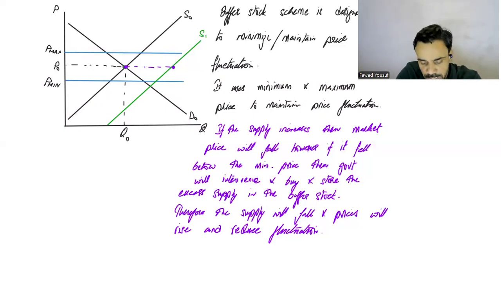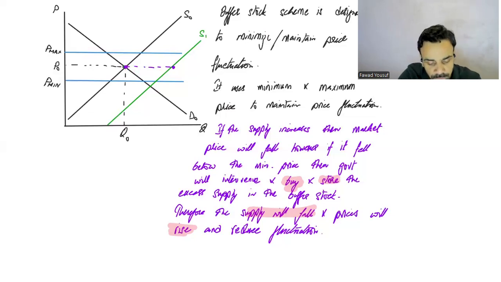That if the supply increases, it will cause the prices to fall. Then the government will buy and store. If you don't write the word store, the whole concept of buffer stock is not explained. And as a result, supply will fall and prices will rise. This was mandatory for you to write. This is explaining how supply increases, price wants to fall down, government intervenes, buys it and stores it, supply falls down, prices go back up.